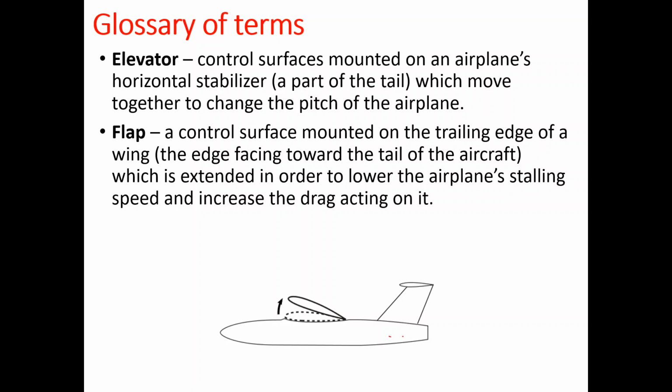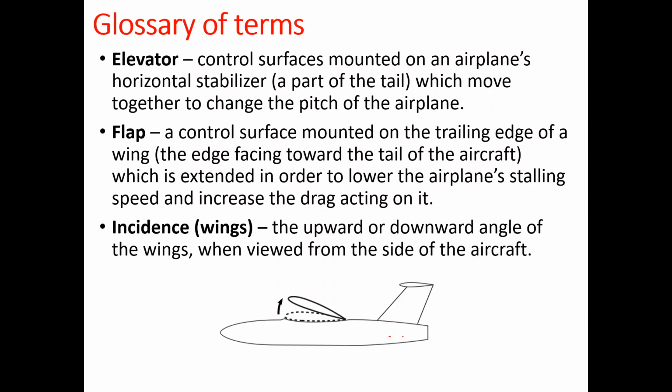We also have the flaps that are control surfaces mounted on the trailing edge of the wing, which are extended in order to lower the airplane's stalling speed and increase the drag acting on it. This is one of their functions. You probably at this point know about other functions.